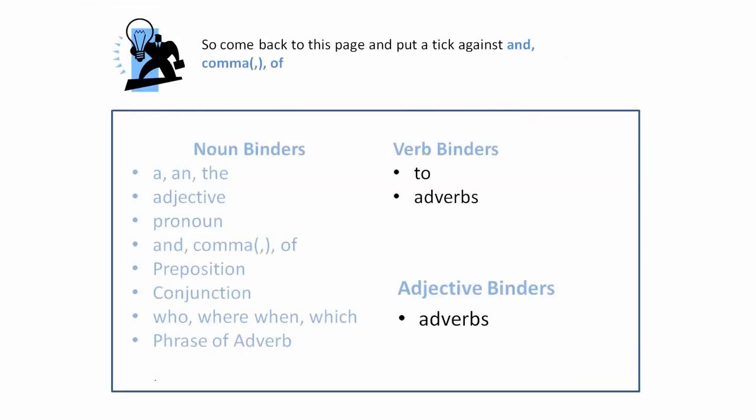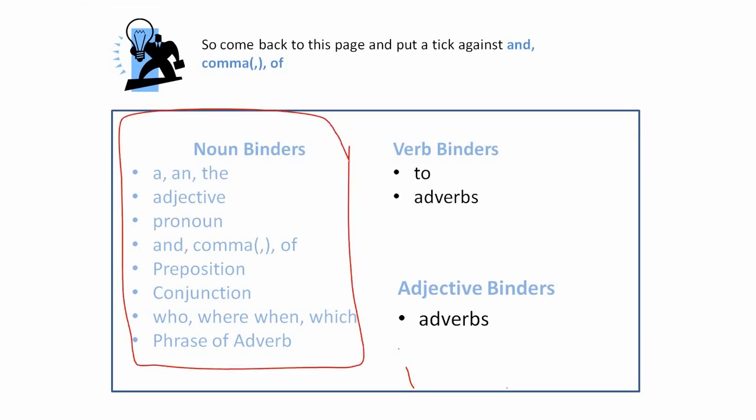Okay, so that completes the list of noun binders for us. By now you should have a very fair understanding of how the noun binders come together with their nouns and how to underline the noun segments using these noun binders. Now we have only two more binders left, which are verb binders and adjective binders, and as you can see they are very simple.